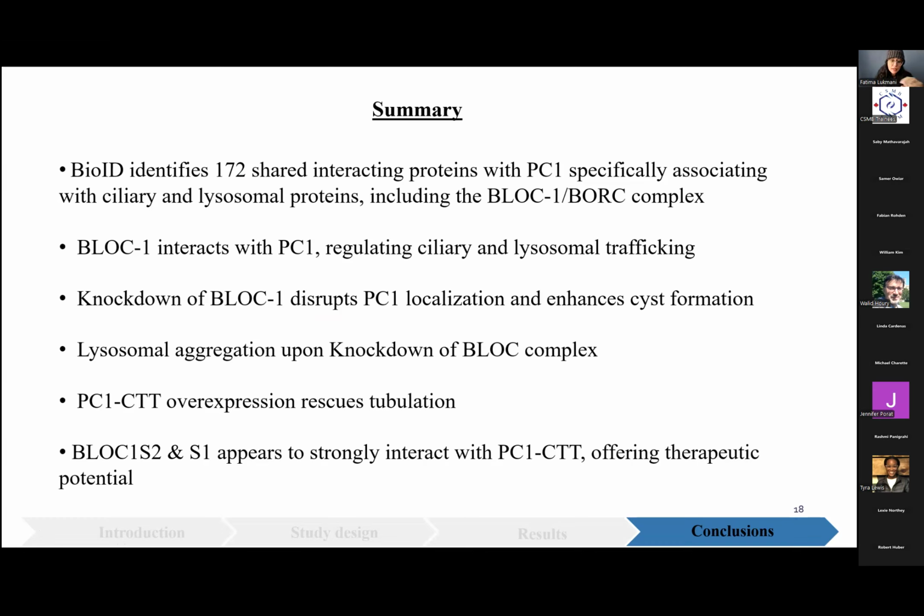And secondly, it is also similar to mimicking the lysosomal aggregation phenotype that you would see in the PKD1 mutant condition. Finally, the overexpression of this PC1 CTT is able to rescue these BLOC complex knockdown effects and result in tubulation. And in particular, these two subunits appear to be very strongly interacting with PC1 CTT, offering the potential for future therapeutic targets.